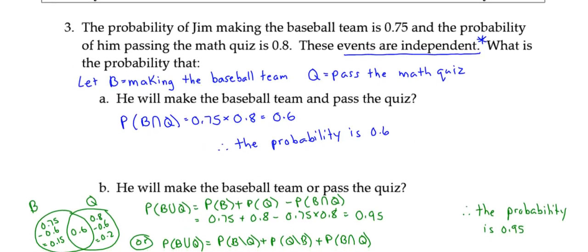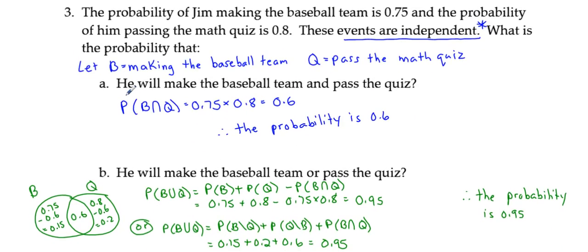Question 3 is similar to question 2. So B is making the basketball team, Q is passing the math quiz. So the probability of making the basketball team and passing the quiz, because they're independent, and means you're allowed to multiply the probabilities, so that gives you 0.6. Remember that you cannot multiply the probabilities if they are not independent. If they are dependent, this would have to be a conditional probability.